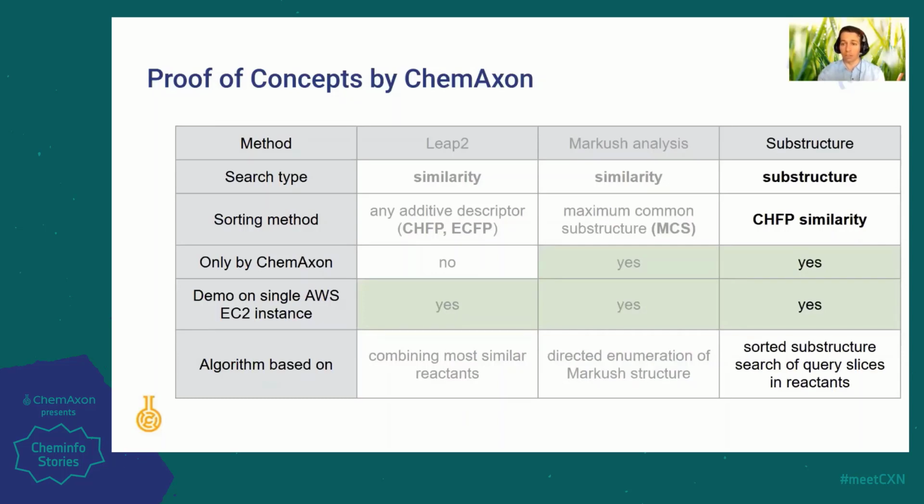The third one is a substructure algorithm, and the key point is that the sorting is based on similarity, the chemical hash fingerprint similarity. So you get the most relevant hits here as well. It is also invented by Chemaxon, the whole algorithm. And as far as I know, nobody ever managed to make a substructure search in a rule-based data set. It's based on slicing the queries into small fragments, and each of the slices is a substructure for each reactant position. So it's again a very different algorithm from the previous two.